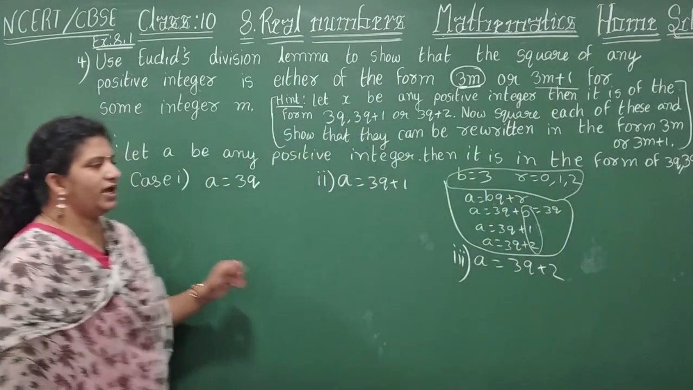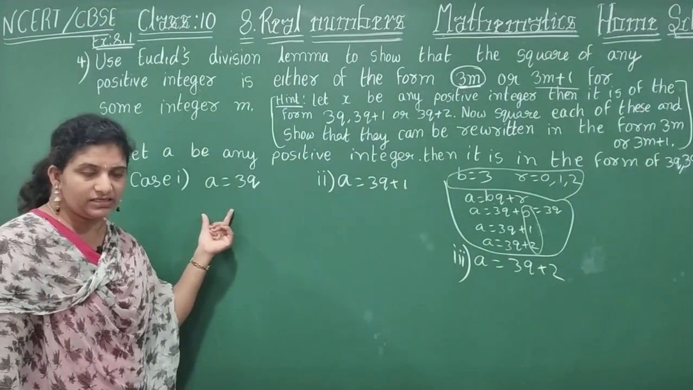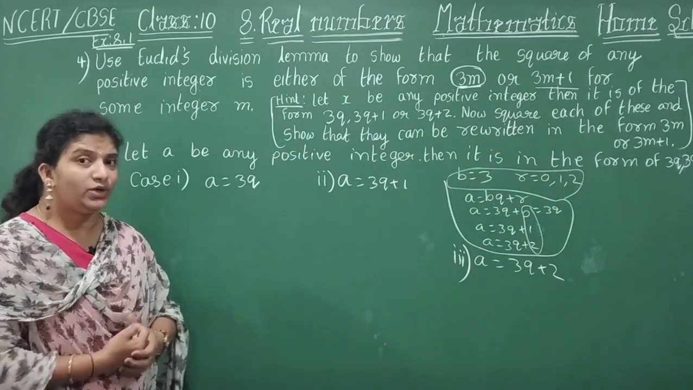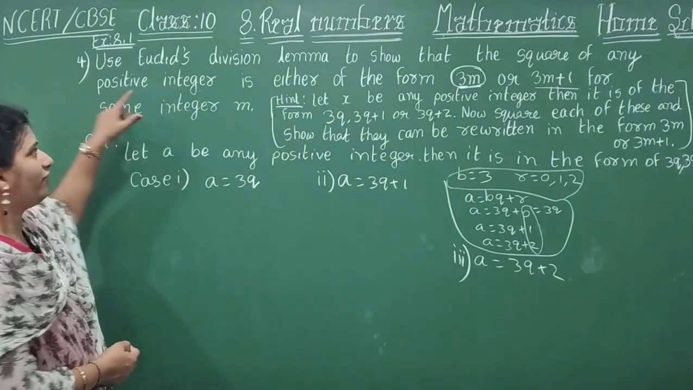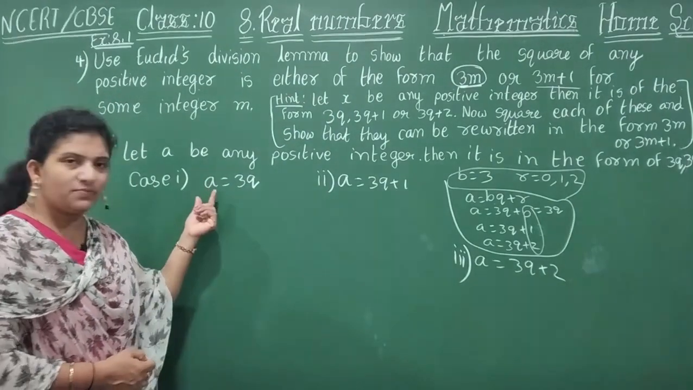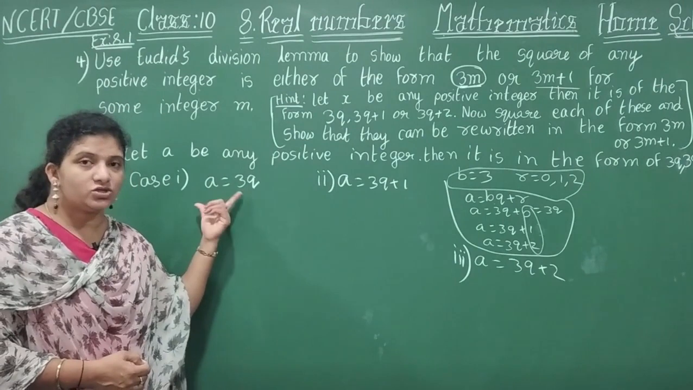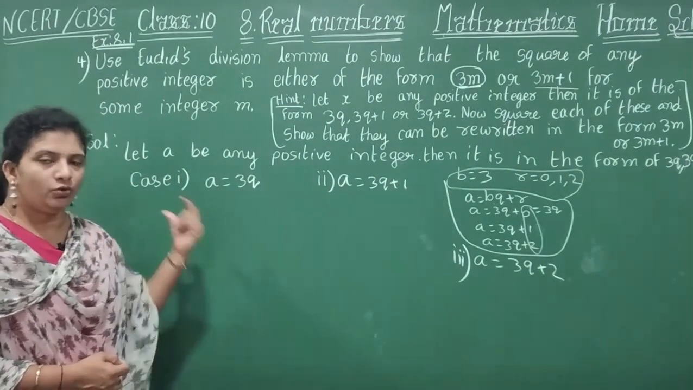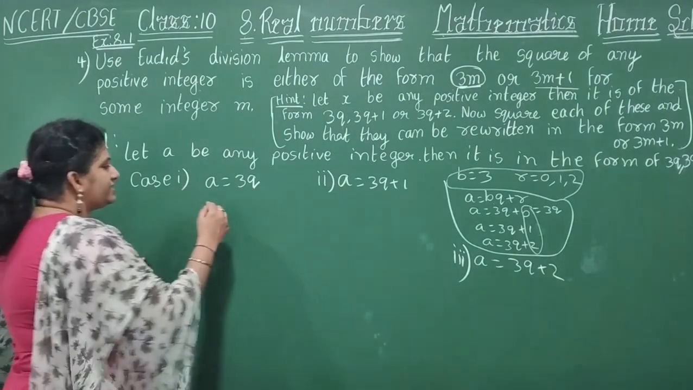Okay. So now look here. We have taken A is equal to 3q. What do I need to do? Read the question again. Square of any positive integer. A is a positive integer and I have equated it with 3q. So the square of this you have to convert into the form of either 3m or 3m plus 1. So let's start.